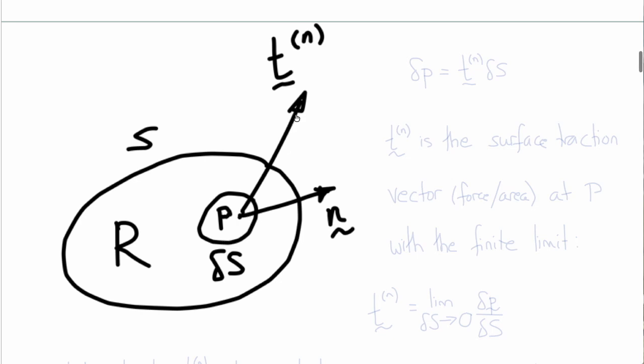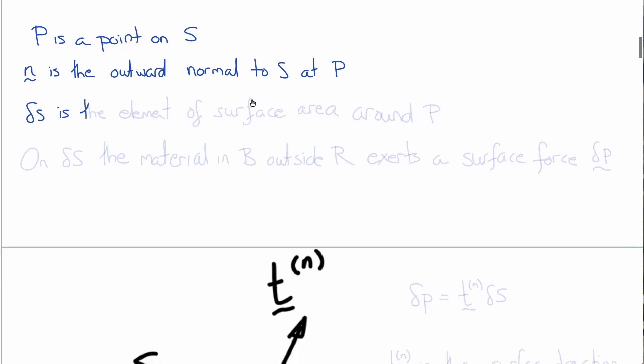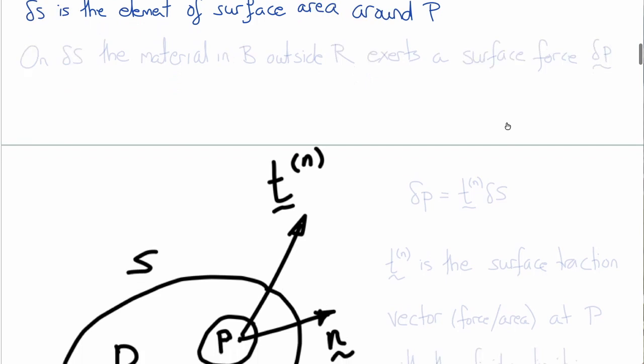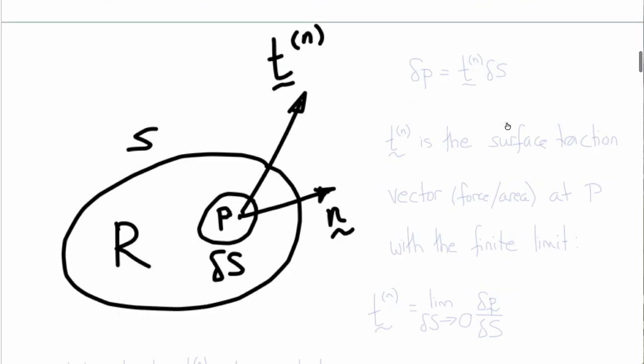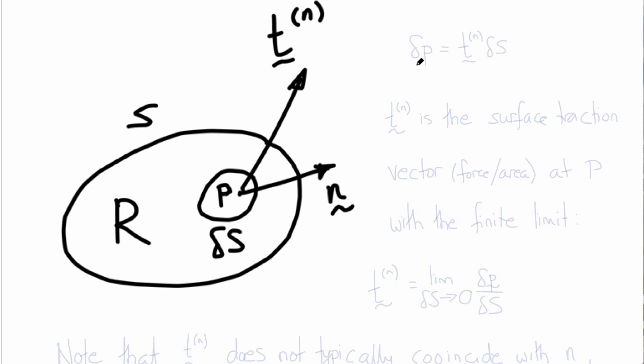So P is the point on S, N is the outward normal to S at P, delta S is the element of surface area surrounding P, and then on delta S, the material in B outside the region R exerts a surface force of delta P on that region delta S surrounding P. So delta P defines the traction vector T superscript N by T superscript N multiplied by delta S.